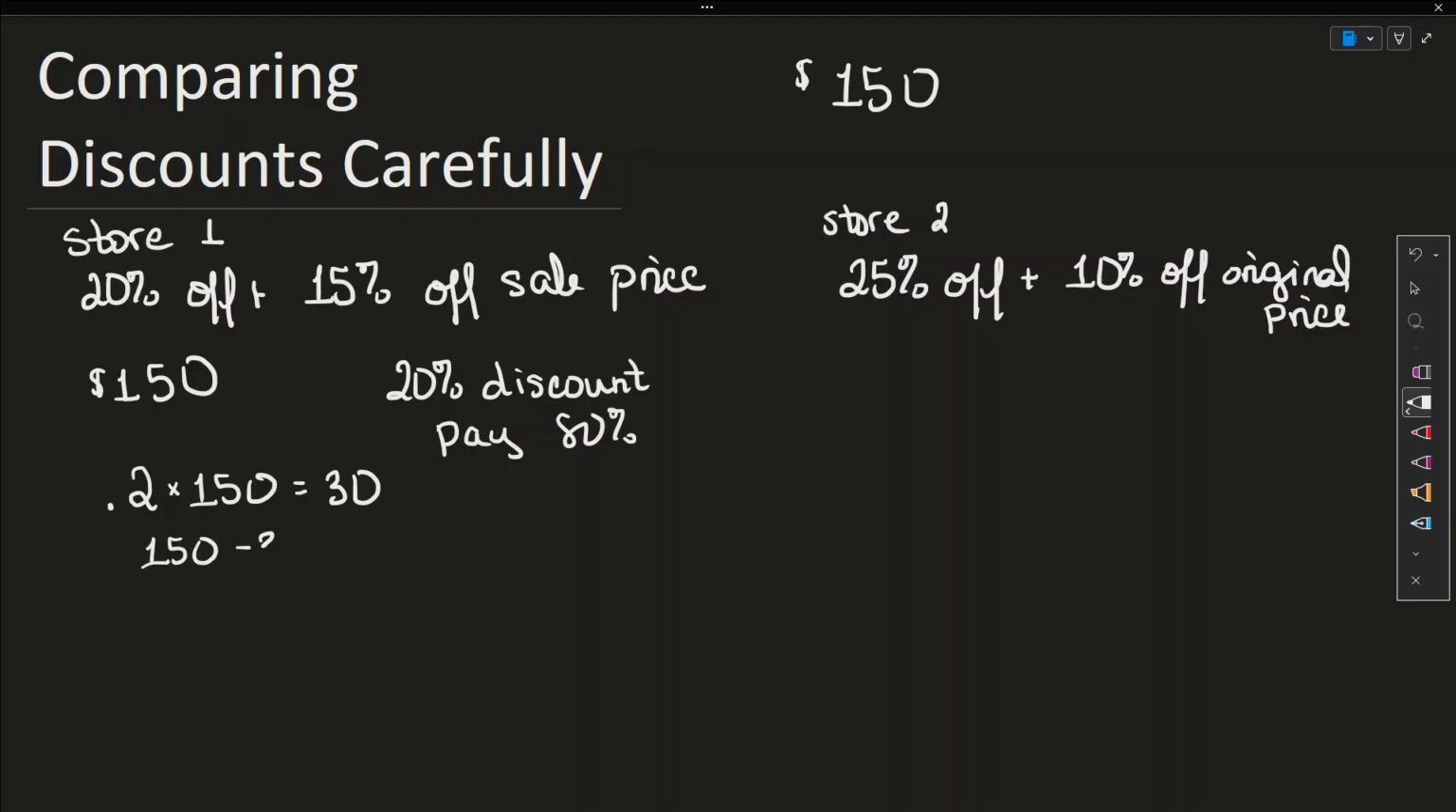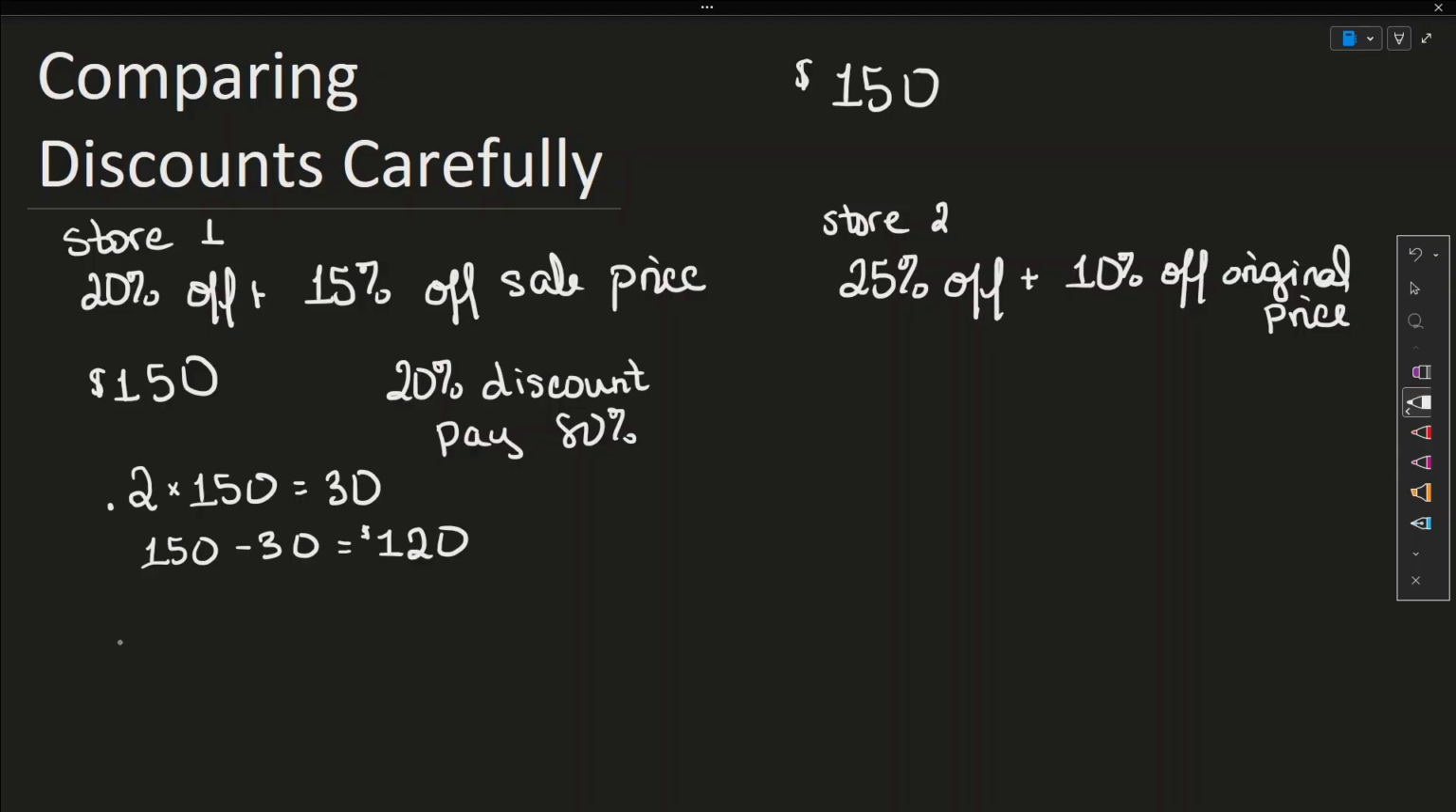150 minus the $30 gives us $120. So after the first discount, the sale price is $120. Now, store 1 gives an additional 15% off the sale price. This is important. The 15% discount is not based on the original $150. It is based on the sale price, $120.